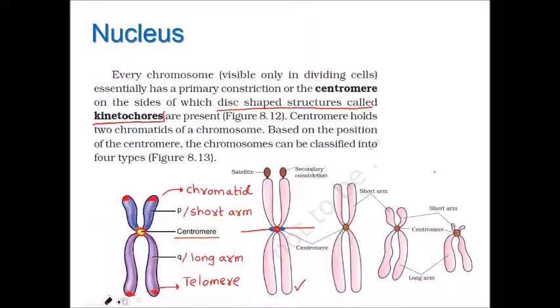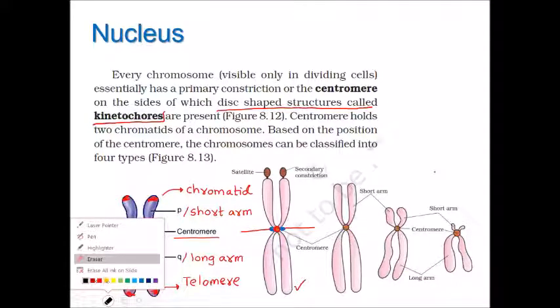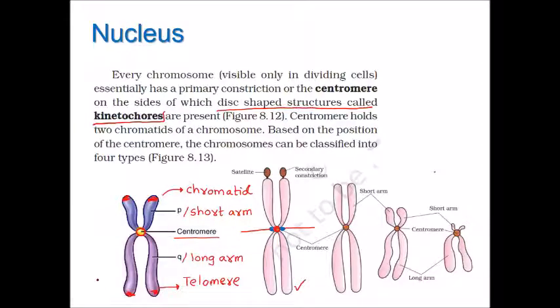The centromere is the one in the center. You can see here, the position is exactly in the middle. Since it is exactly in the middle, this type of chromosome is called metacentric. A metacentric chromosome is a chromosome in which the centromere is in the exact center. So both the arms are equal. There is no short arm or long arm. Such a chromosome is called metacentric, with the centromere present in the middle of the chromosome.